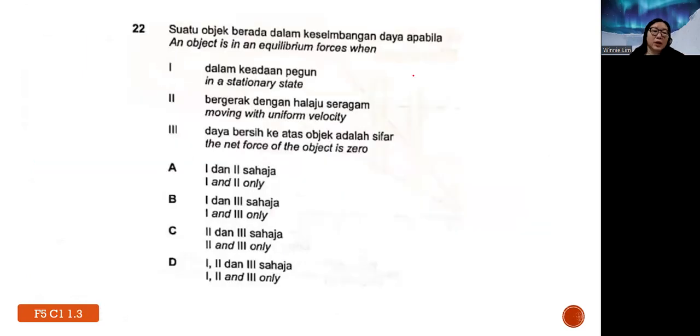22. An object is in equilibrium of forces when what? Of course, in the state of stationary. So for your understanding, when the object is in the equilibrium state, it means they are acted on by zero net force, or the resultant force is zero. They have two conditions: stationary or moving at constant velocity. And then you see the net force is zero. So of course the option is all included. So the answer is D.